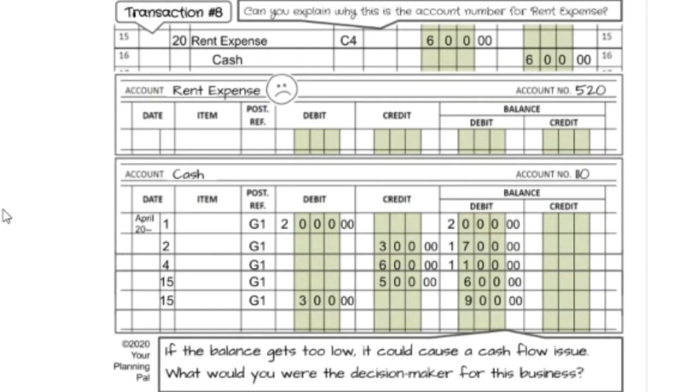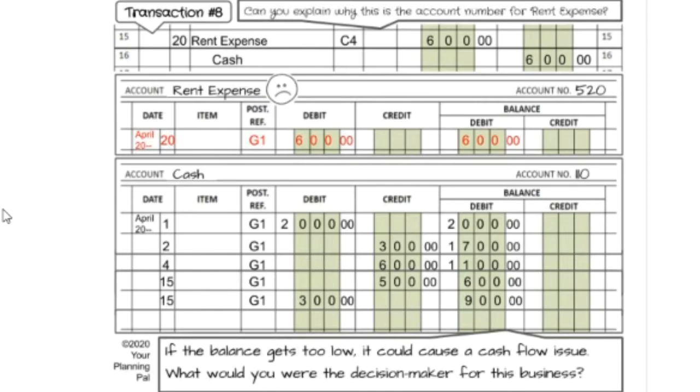Okay, we have transaction number 8. This is where we paid rent. We paid $600 for rent. So we go to our rent expense account, and this also falls under owner's equity, but the business is frowning. So the business is not happy when it has to pay things like expenses. And so these are debits. So we have our date, G1, it's a debit of $600 because overall owner's equity is going down. And so we have a debit of $600 in our balance.